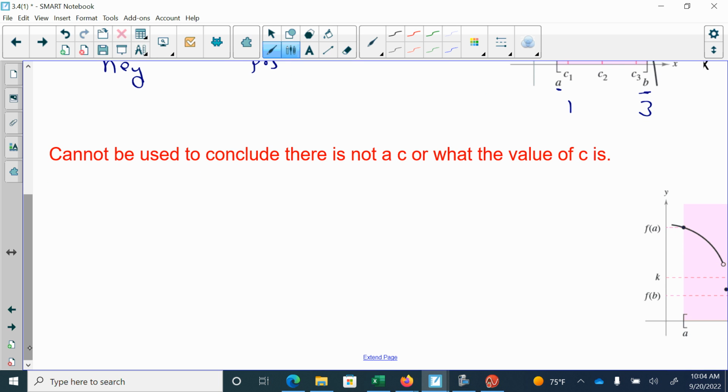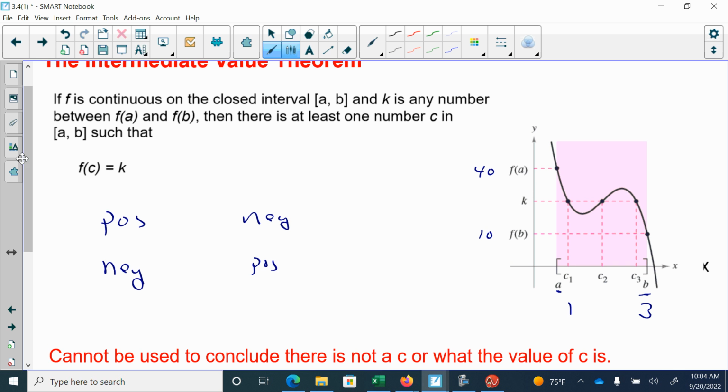I can say that I hit like 35 somewhere in here, but I can't say where I hit 35. Does that make sense? Like I can say that I'm between positive and negative, I can say that I hit 0, but it doesn't tell me where I hit 0. It just tells me that somewhere between those two numbers I hit 0.